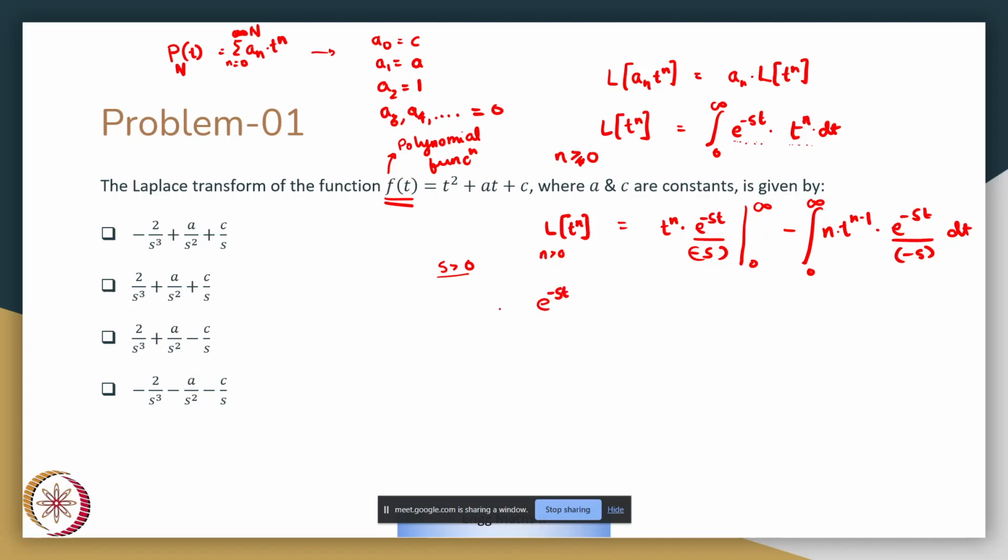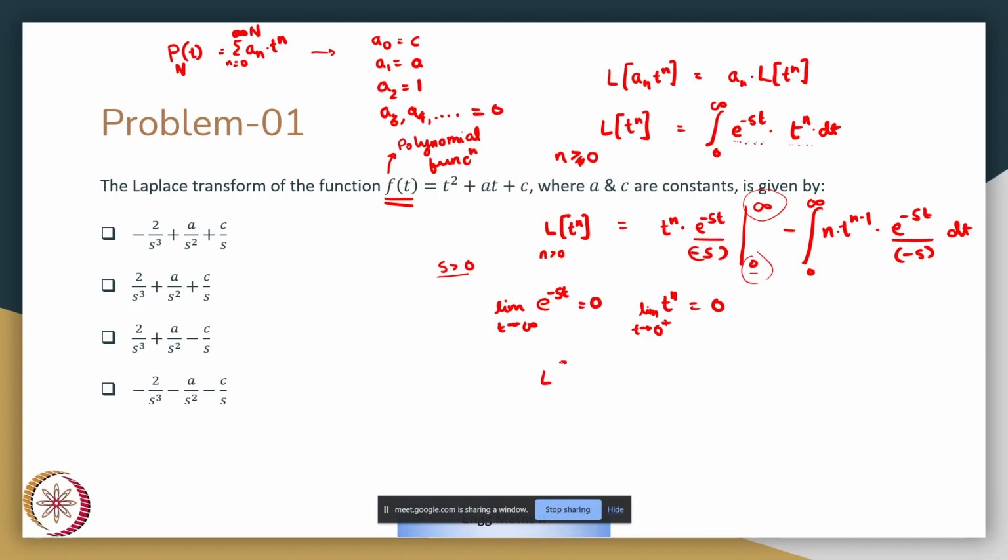Then e raised to minus st with the limit t tending to infinity is essentially 0. And similarly, t raised to n at limit t tends to 0 is also 0. So the product of t raised to n into e raised to minus st, provided s is greater than 0, will vanish out both at t equal to 0 and at t equal to infinity.